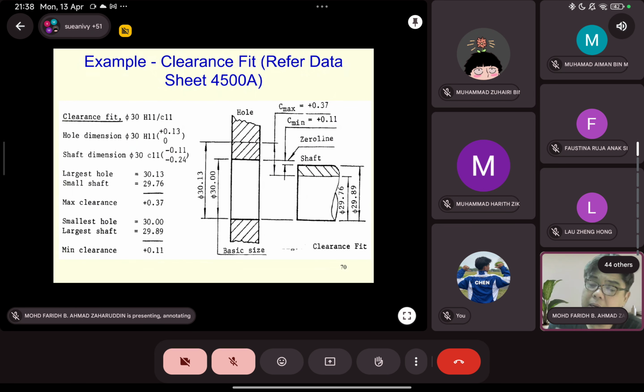Okay, now this is the clearance fit calculation. First thing, the diameter is 30 mm, the fit is H7 for the hole, C11 for the shaft. Now my question. Izian, are you listening? Yes, Doctor. Please answer my question. What is the norm size or basic size for this?